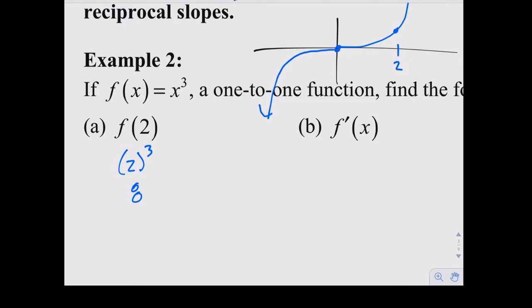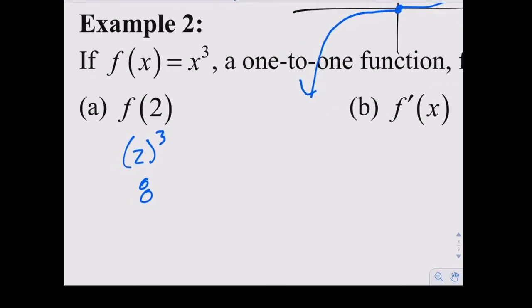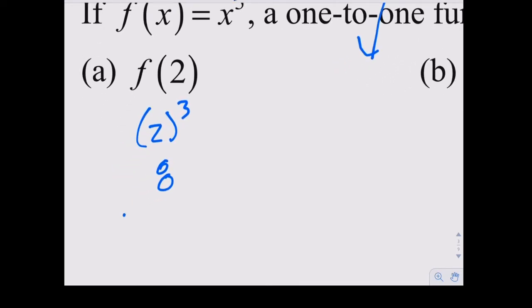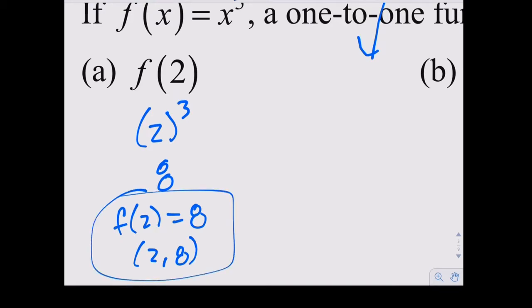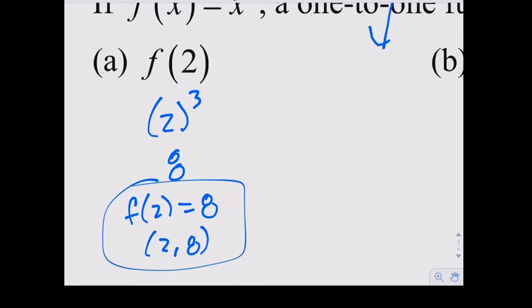Right? That's easy. We should probably quiz now, huh? Quiz no. How about this? f of 2 equals 8. Good. So that's the ordered pair (2, 8). We're pretty good with establishing that at 2, that function equals 8. Yes? Okay, moving right along.